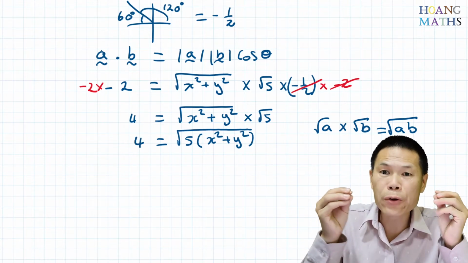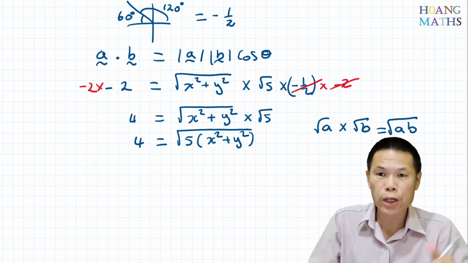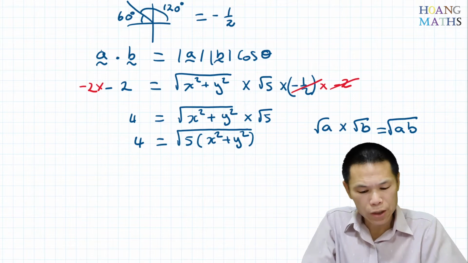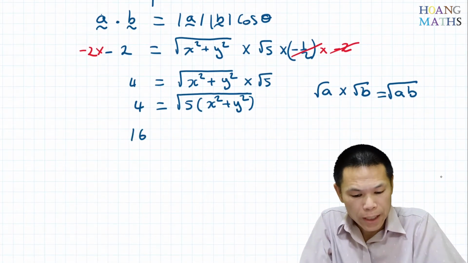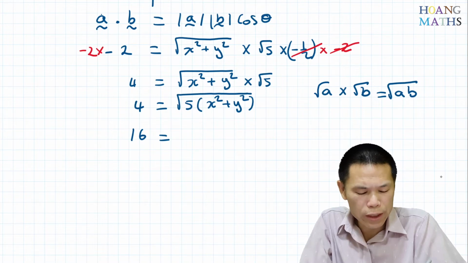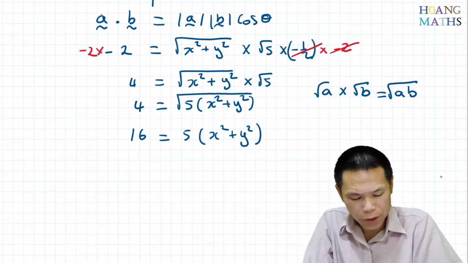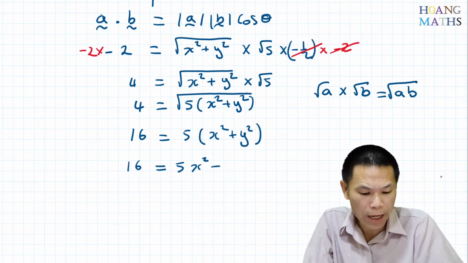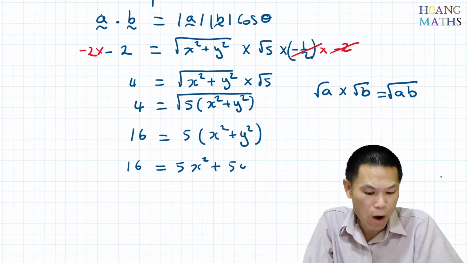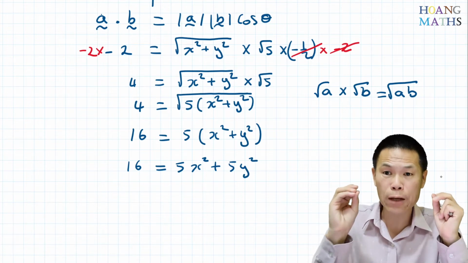Now what I do now is I just square both sides because I want to get rid of the square root. So if I square both sides, 4 squared will give me 16. And then the square root disappears. So that gives me 5 x squared plus y squared. So 16 will give me 5x squared plus 5y squared. So there you go. Then we need to solve for x and y, okay?